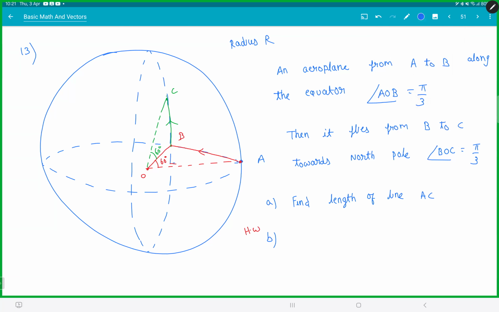So after reaching point C, the plane flew back to point A in the shortest path. If the plane flies back from C to A along the curve, along the surface, find the length of arc AC. Is this clear, everyone?